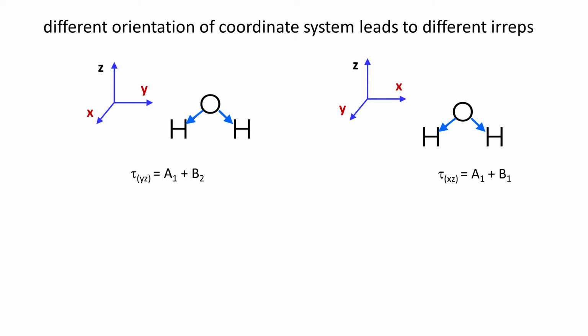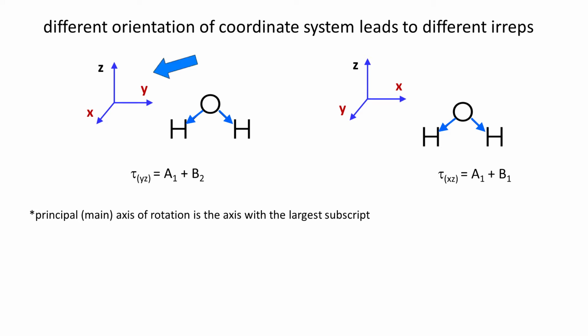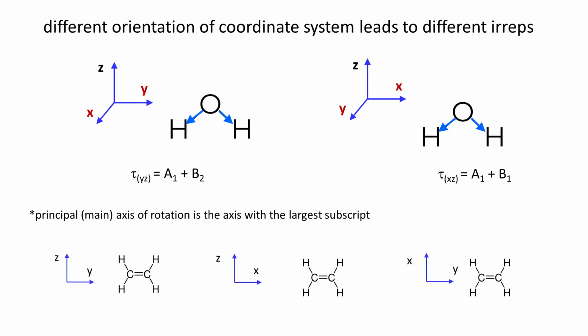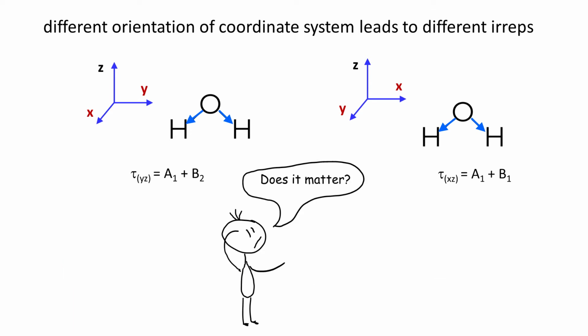In this example we see water molecule, C2V. The z-axis is always along the principal axis, but then we have a choice. We can place the water molecule in the yz or xz plane. Another example can be ethene, D2H. There are 3 equally good orientations of coordinate system, since we don't have a principal axis. All axes are C2. The obvious question is, does it matter?